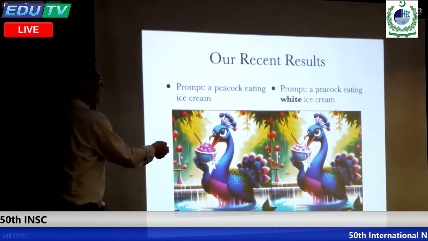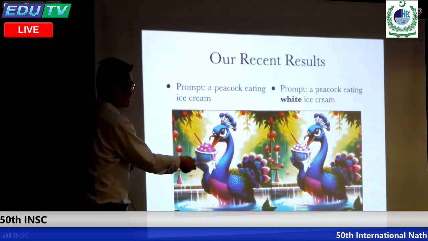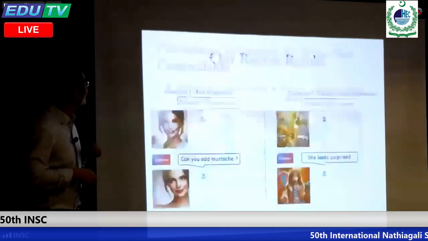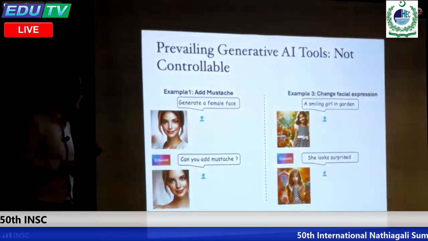The machine understands what you mean by ice cream and what you mean by white. And then you can just change only the color right here. Okay. So now this is another illustration.